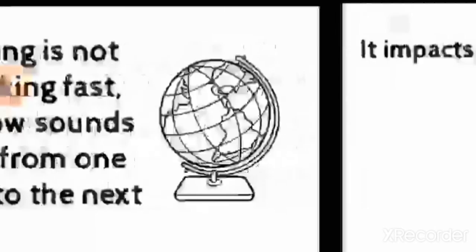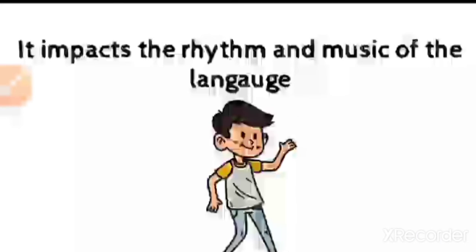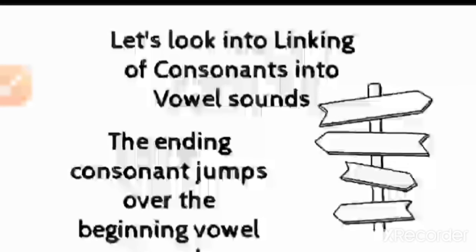So let's look into linking of consonant into vowel sound first of all. Here we have an ending consonant that jumps over to the beginning vowel sound of the next word. So the consonant of the first word jumps over to the vowel sound of the next word. For example, does it? We probably say does it.